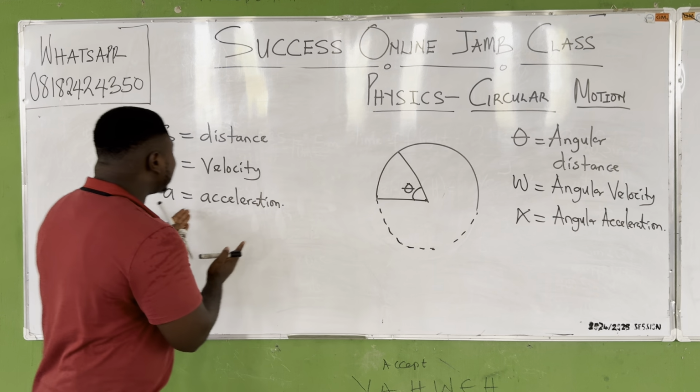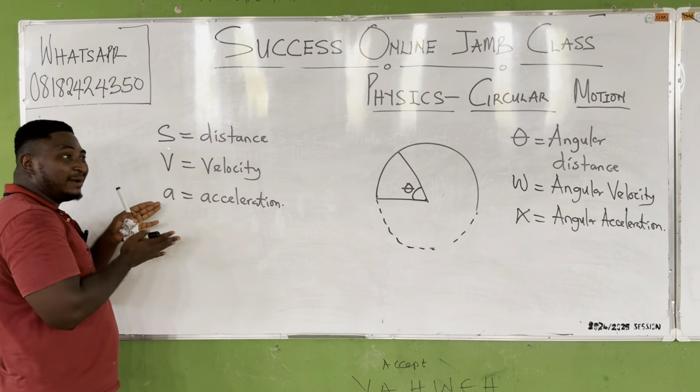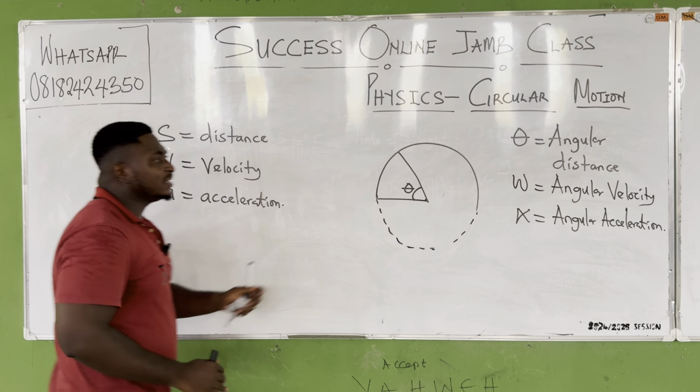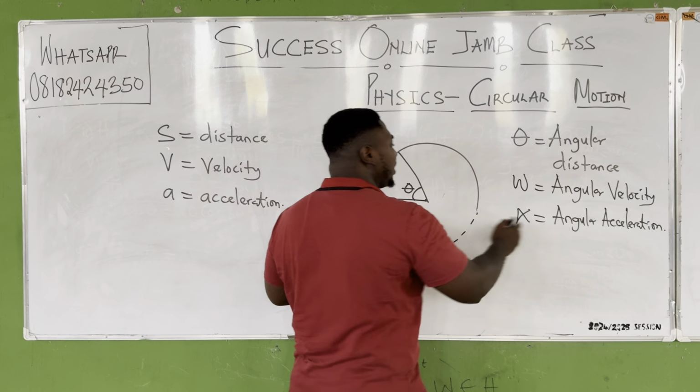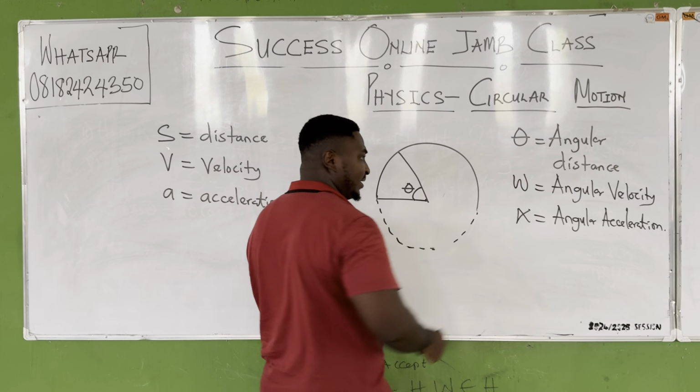So, on the left-hand side, we have the parameters for linear motion, when the body is moving in a linear path. But on the right-hand side, we have the parameters for circular motion, when the body is going around the circle.